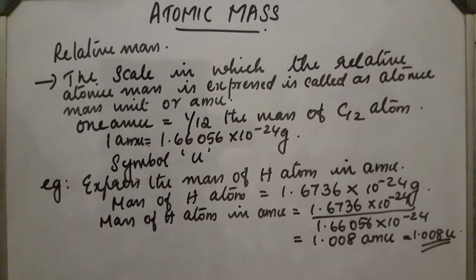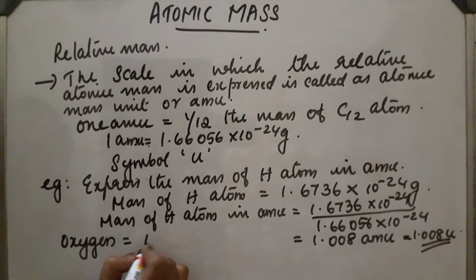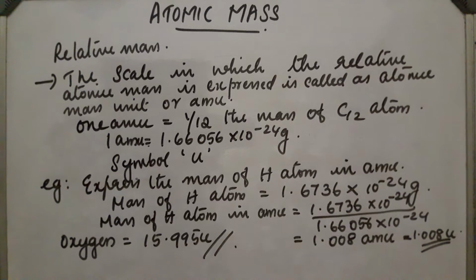And in the case of oxygen, after calculation, the atomic mass of oxygen is 15.995 U.